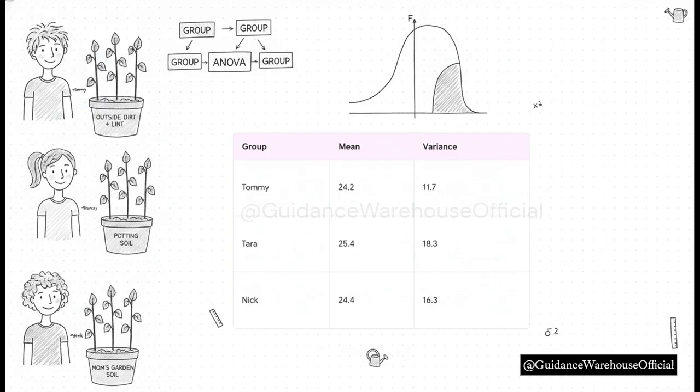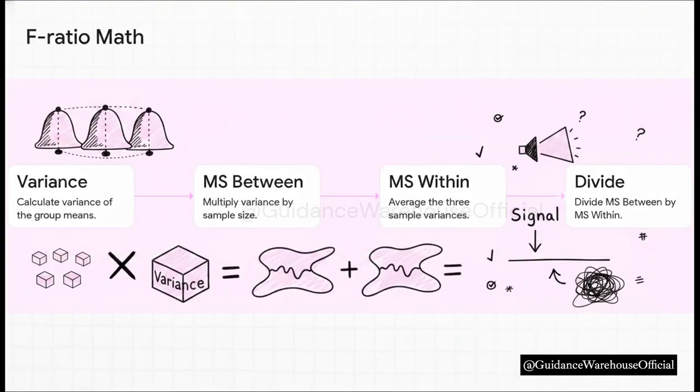Take a look at the baseline sample means and variances we collected from their plants at the end of the experiment. This is going to brilliantly illustrate how we build that F ratio straight from the raw data. Step 1, we calculate the variance of our 3 group means, which gives us 0.413. Next, for step 2, we find the mean square between. We do this by multiplying that variance by our sample size of 5, giving us 2.065.